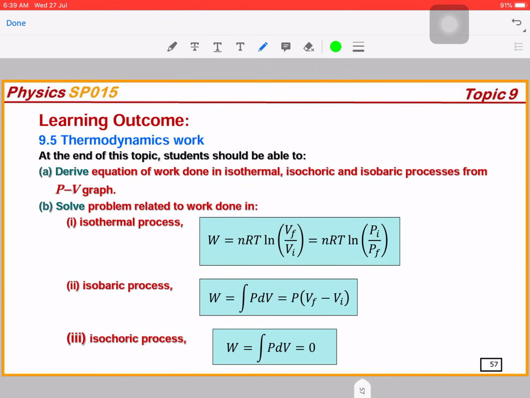Okay, next we look at 9.5 thermodynamic work. So learning outcome, okay, at the end of this topic, you should be able to A, derive equation of work done in isothermal, isochoric and isobaric process from PV graph. B, solve problem related to work done in isothermal process, and isobaric process, isochoric process. Okay. Look at the equation. There is a different equation for different process.